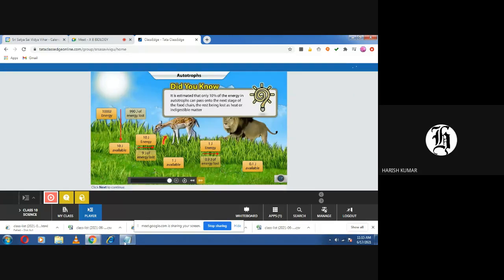Nitrosomonas bacteria, very good. Nitrobacter bacteria, and sulfur bacteria. Very good, Harish. Okay, so try to, and what were the technical terms? Did you note down that? Anyone? Which one is the thiobacillus? Sulfur bacteria. Very good, sulfur bacteria. Okay, so now we will see further.